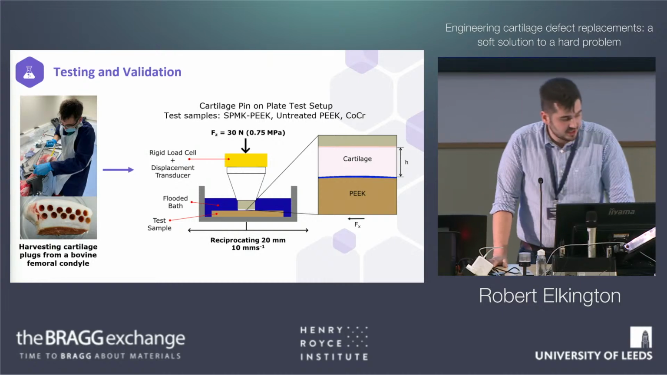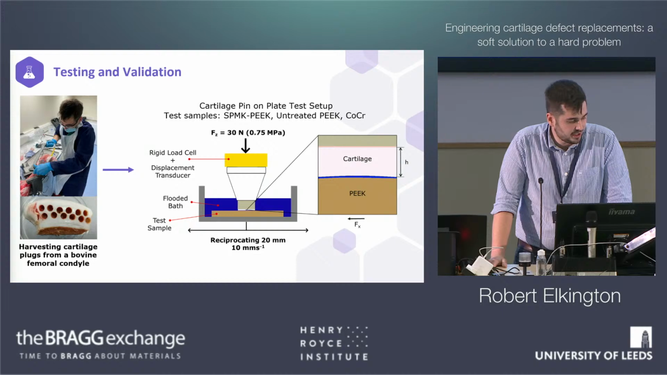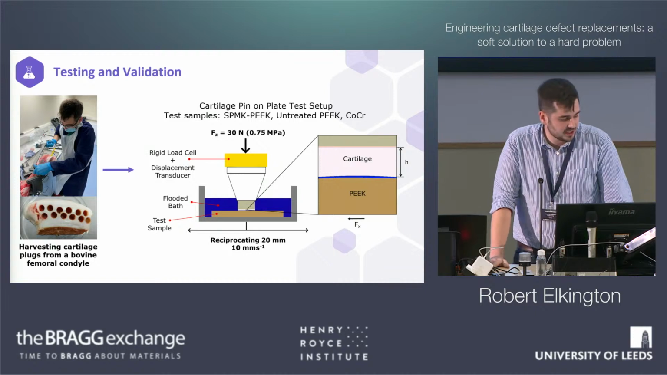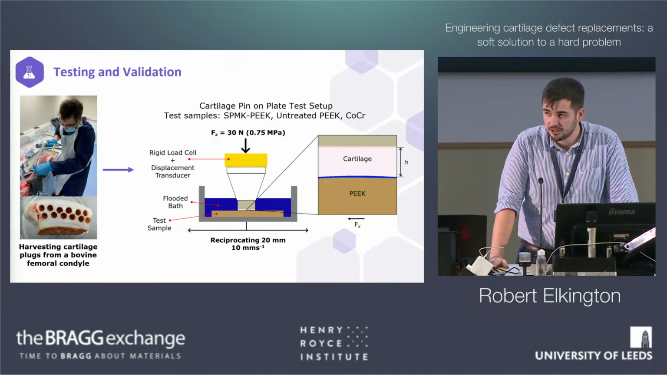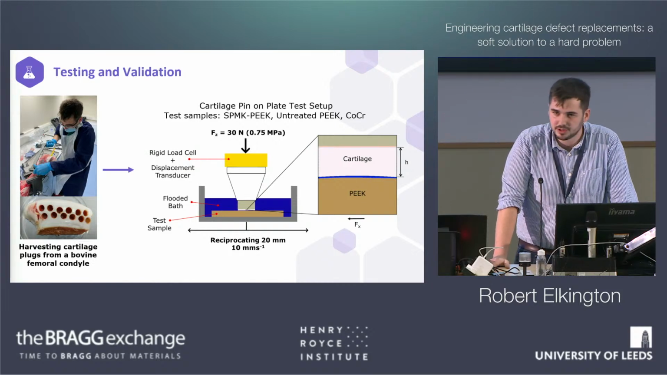So this is the first test setup we use, fairly simple. We have a rigid load cell and a displacement transducer, and we have a cartilage sample. On the lower side of the setup, we have a bath, fix our sample into that, and put in a test fluid, so that our SPMK PEEK can remain hydrated through testing, and then we just slide. We reciprocate the bath back and forth in a linear fashion at 10 millimeters per second. All of it's in closed loop control, so throughout sliding, we're maintaining a 30 Newton force, which is roughly 0.75 megapascals in this geometry, which is on the lower end of the kind of forces our joints experience.